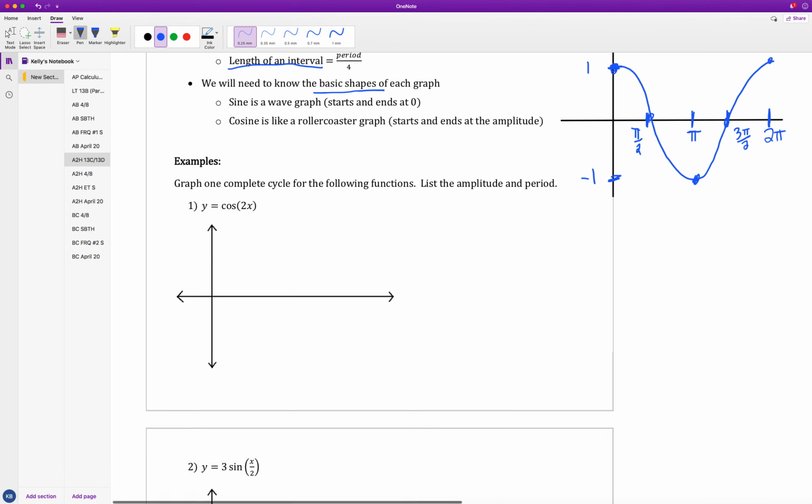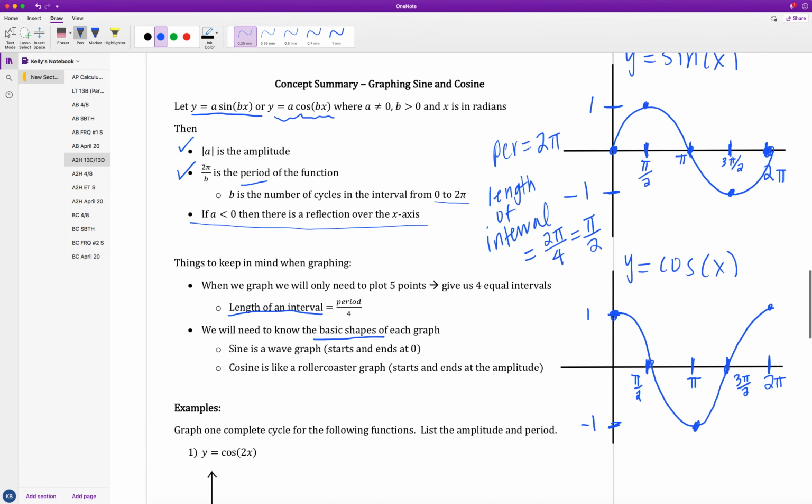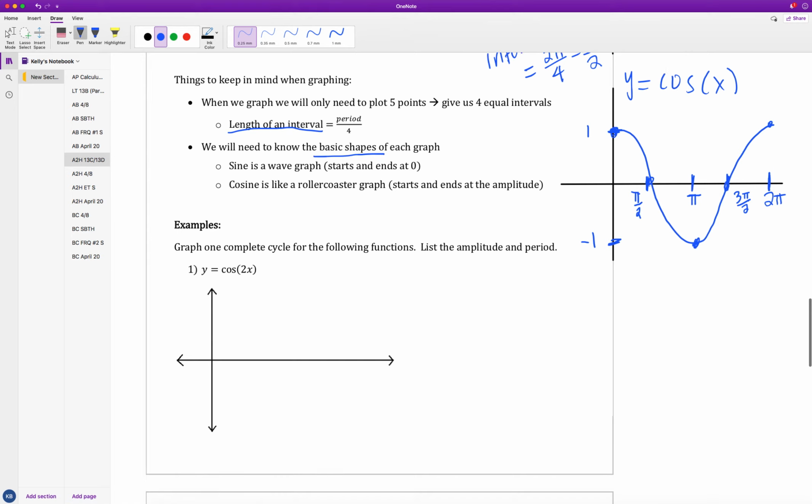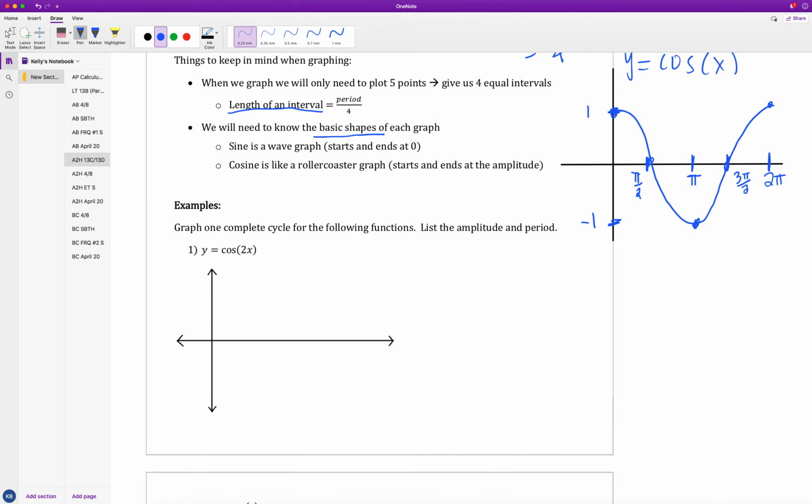So let's look at our first example. For each one of these, it says graph 1 complete cycle. What that means is that for a sine graph, I have to make sure I have the entire wave graphed, and for a cosine graph, I have to make sure I have the entire roller coaster on there. We're also going to list the amplitude and the period. So I'm going to start out the problem by figuring out what the a and b values are from the original form.